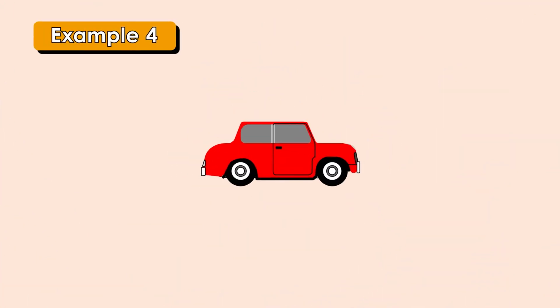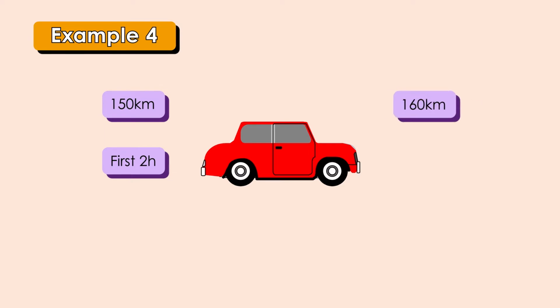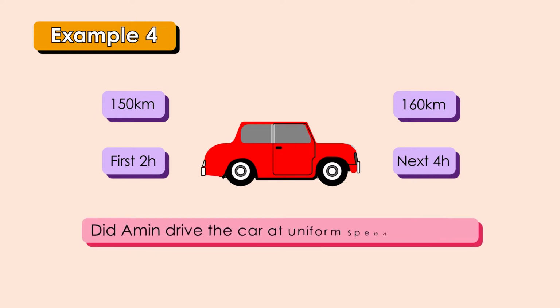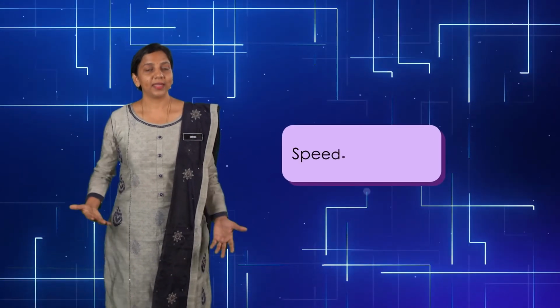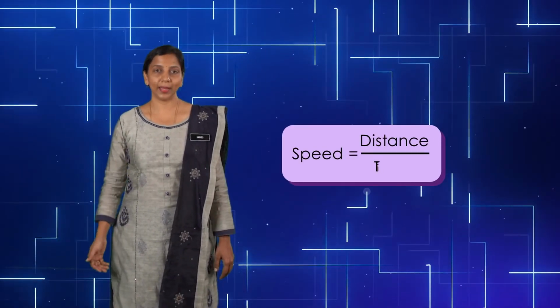Pupils, let's look at this example. Amin drove a car for 150 kilometers within the first 2 hours and 160 kilometers within the next 4 hours. Did Amin drive the car at uniform speed? Explain. Do you remember the relationship between the speed with distance and time? Yes, great! Speed is the distance over time.